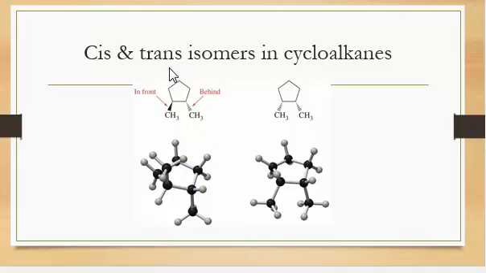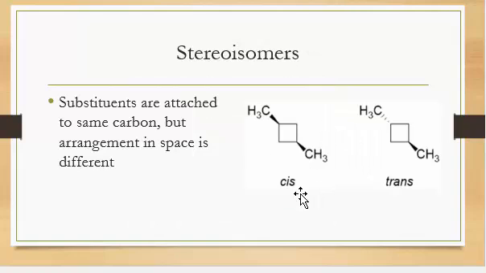However, considering the isomer on the left, one methyl group is in front of the plane of the molecule, or above the molecule, while the other methyl group is behind the plane of the molecule, or below it. The molecule on the right has both methyl groups behind the plane of the molecule, or below the molecule. This type of orientation is known as cis or trans.